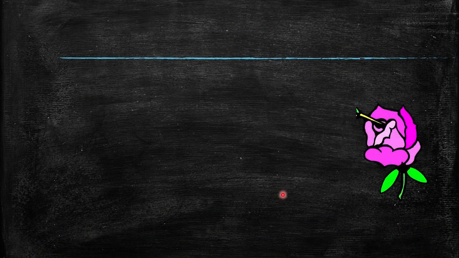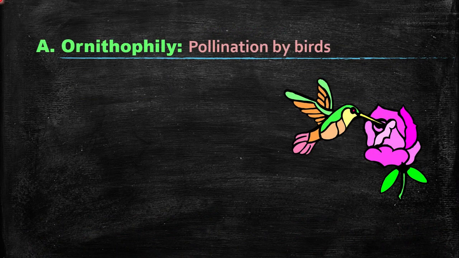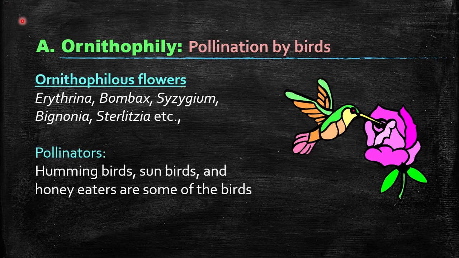Next, we are moving on to ornithophily, pollination by birds. Ornithophilous flowers include Erythrina, Bombax, Syzygium, Bignonia, Strelitzia, and some other plants. Pollination is carried out by birds, which is why we call them ornithophilous flowers. The pollinators are hummingbirds, sunbirds, and honeyeaters. You see this is one of the hummingbirds, which can be a major pollinator in ornithophilous flowers.